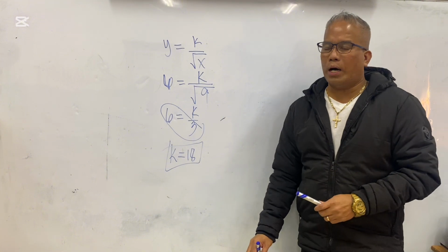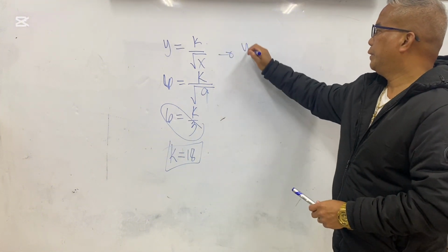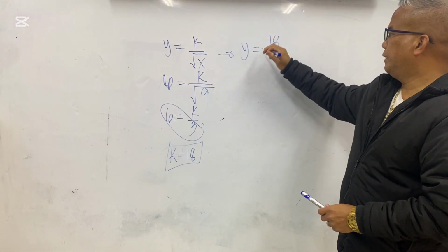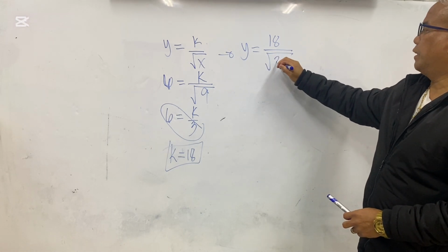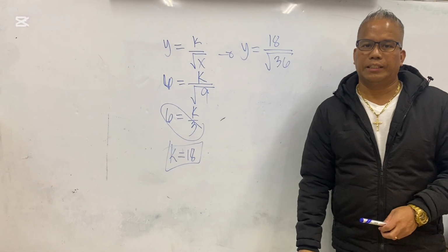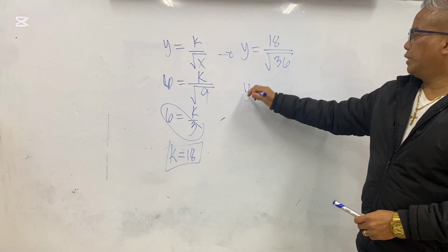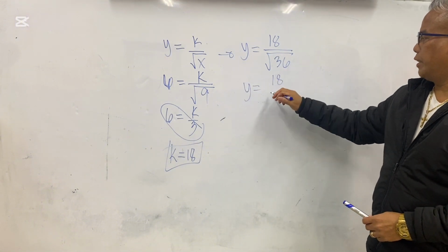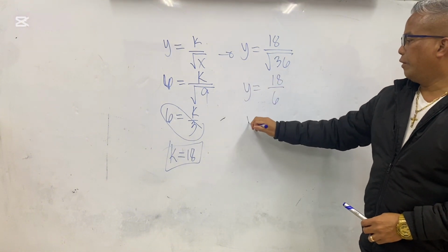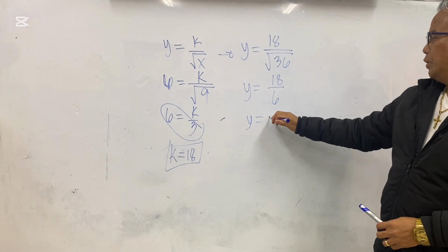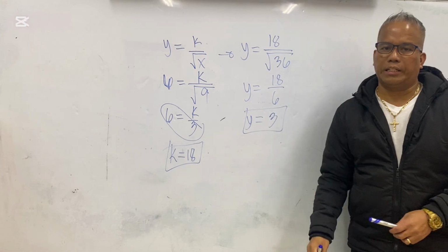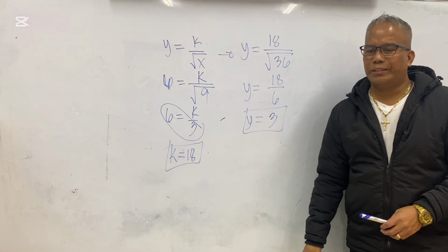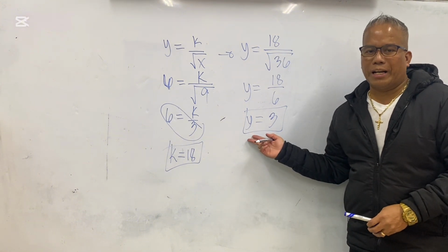Then to find y, y equals 18 divided by the square root of 36. The square root of 36 is 6. Then y is equal to 18 divided by 6, which is equal to 3. This is now the final answer.